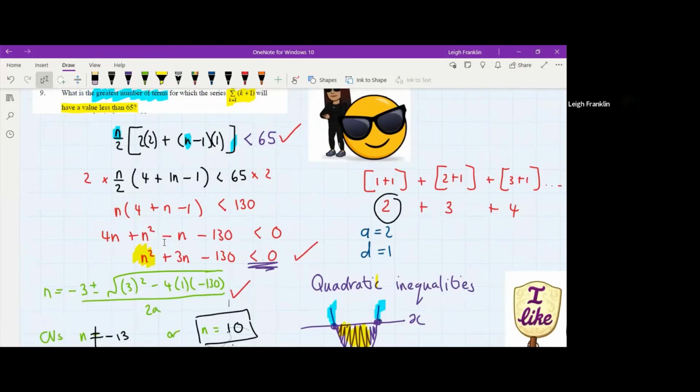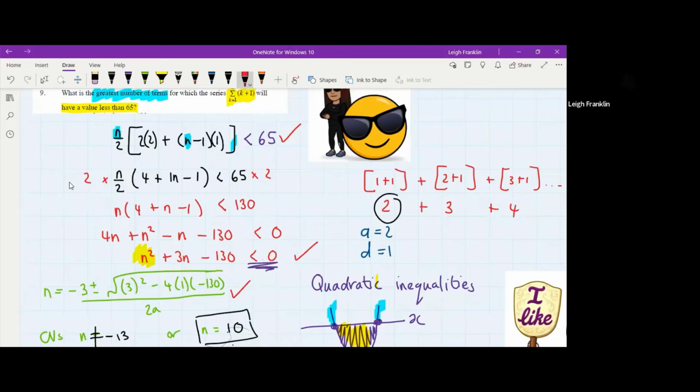Exactly. Why? So go back and read the question. What is the greatest number of terms for which the series will have a value less than 65? Not less than or equal to 65, but less than 65. When there are 10 terms, Sn is 65.